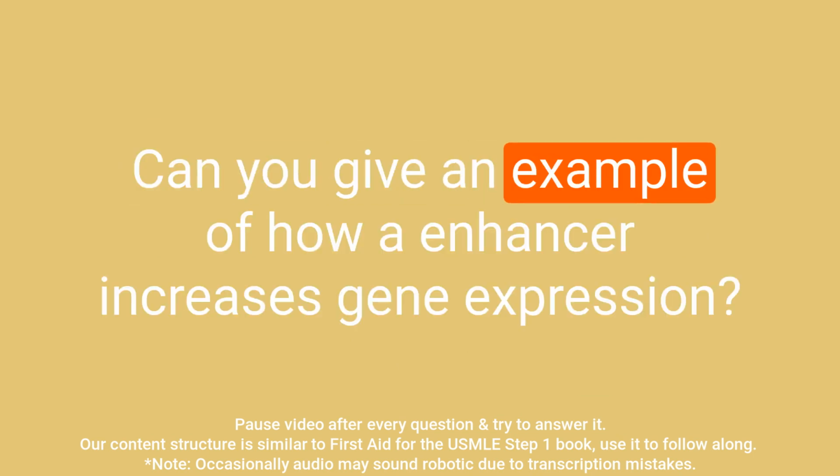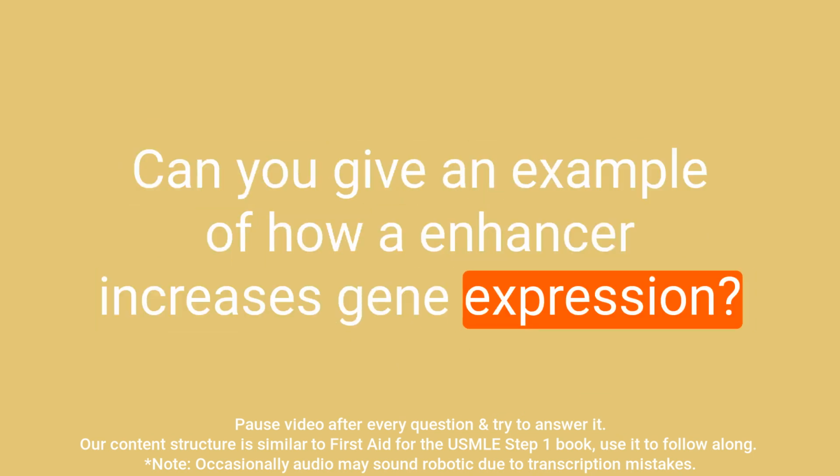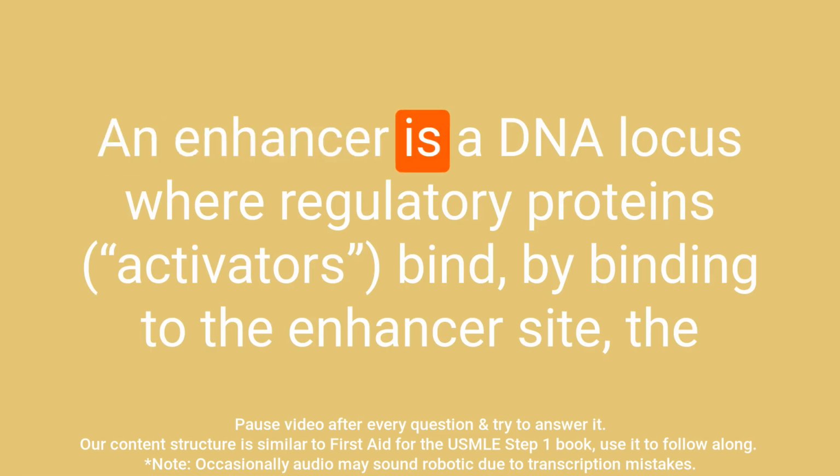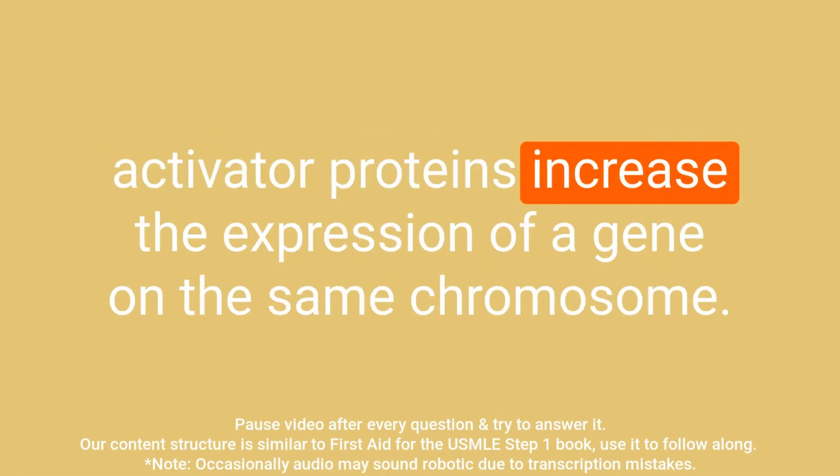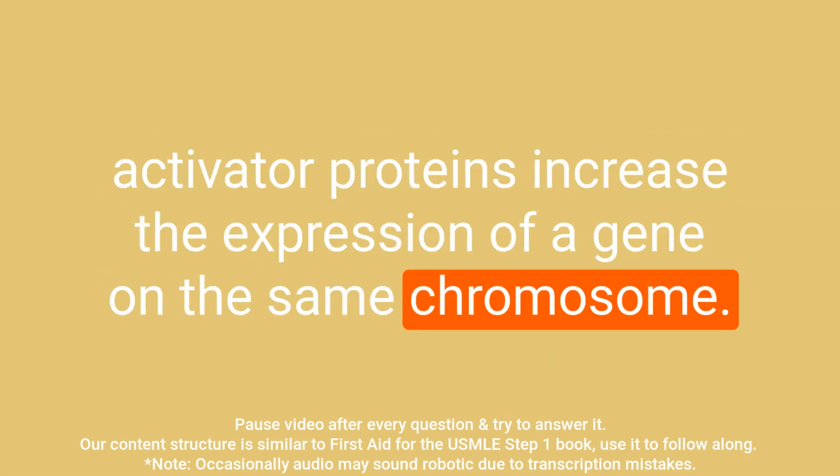Question: can you give an example of how enhancer increases gene expression? Answer: an enhancer is a DNA locus where regulatory proteins bind. By binding to the enhancer site, the activator proteins increase the expression of a gene on the same chromosome.